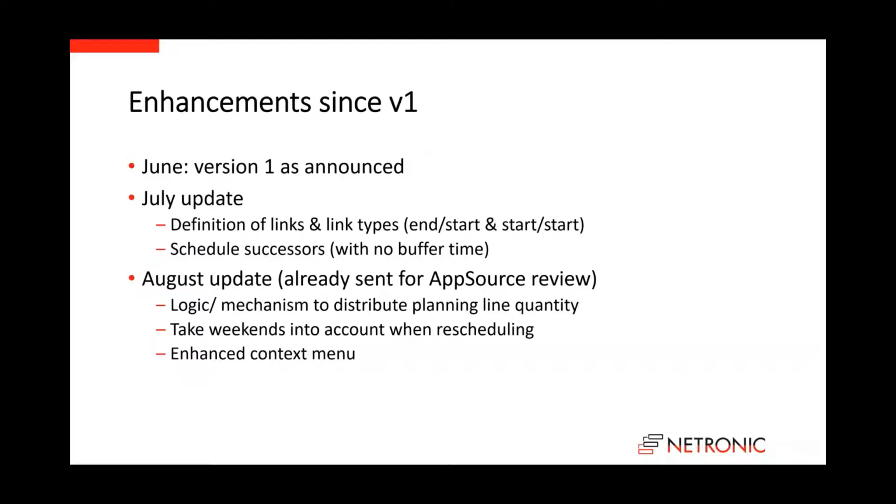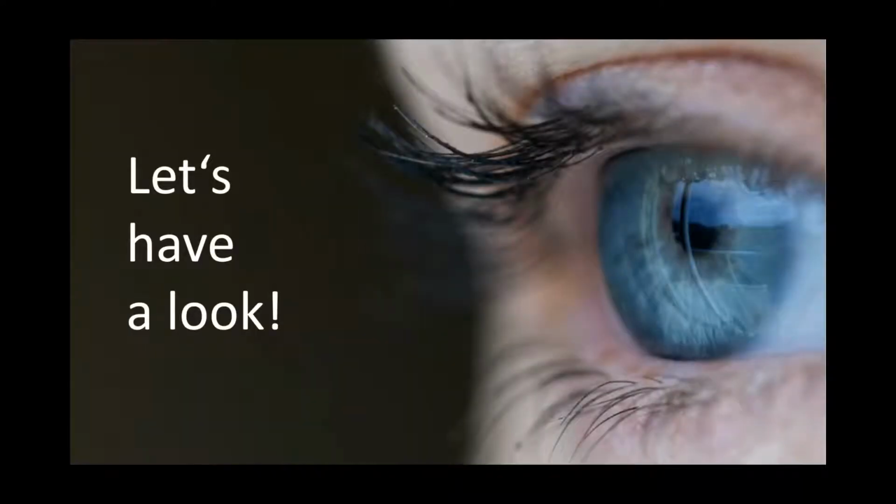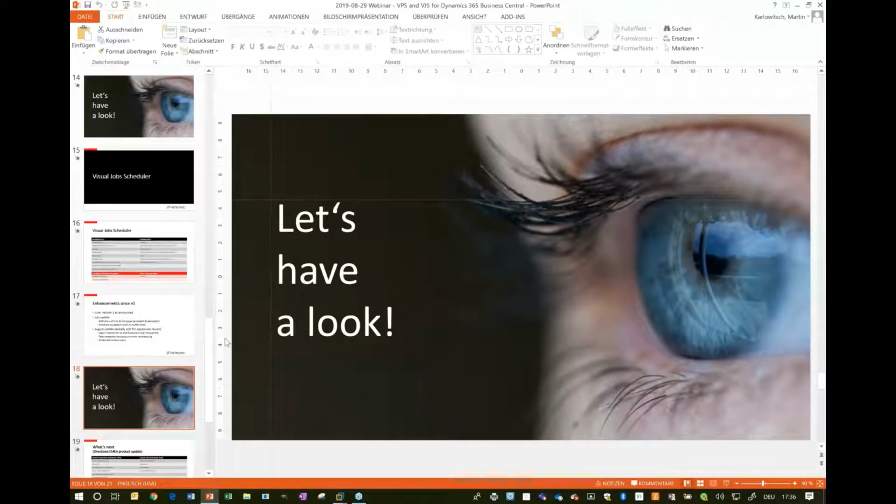And then with the August update, which again has been finished already, we implemented a logic or mechanism to distribute the job planning line quantity. We take weekends into account when rescheduling, when there are links. This is also something we didn't have in the .NET version, and we enhanced the context menu a bit. And again, let's have a look what these very few bullets actually mean for the Visual Job Scheduler.